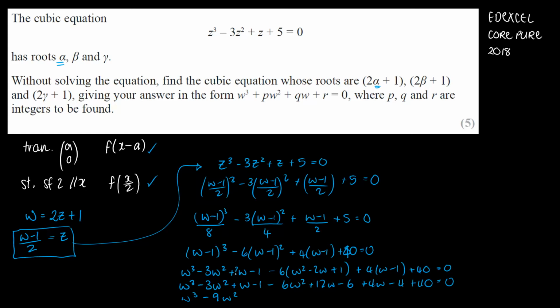Oh, I've missed a 3. Whoops. So 14, 19, w, yes, plus 29. Yes, good. And there we go. So it's actually quite a nice way of doing these sorts of questions. You don't have to go into roots of polynomials. This is a totally acceptable method for finding the new equation here.